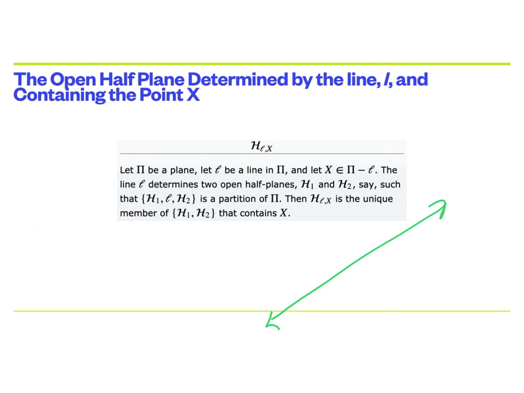Okay, so if I want to name a specific half plane, let's say I want to name this one over and above that line, I would name it H sub L. It's the half plane created by the line L and containing the point x. So that's how we name a half plane.